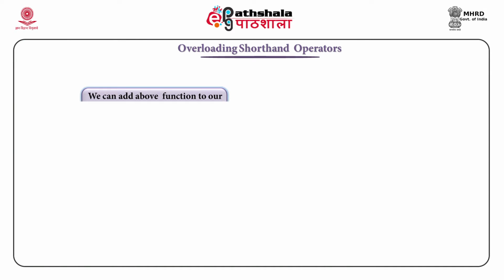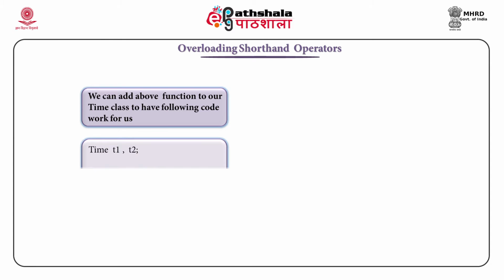Once we add this function to our time class, we will be able to write a statement like this: if we have two objects of the time class, T1 and T2, we will be able to write a statement like T1 minus equal to T2.